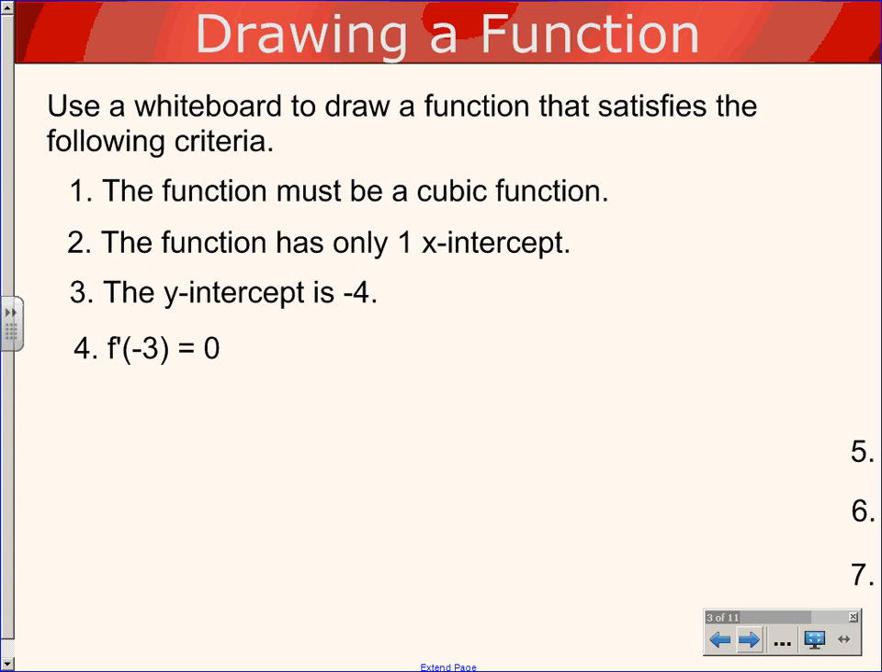Can you make that happen? It says f prime of -3 equals 0. So we have to understand what that means. Sorry, it's a little bit tricky to read. That does say f prime, so the derivative. The derivative at -3 is 0. So at x equals -3, what that means is that we have a horizontal tangent.